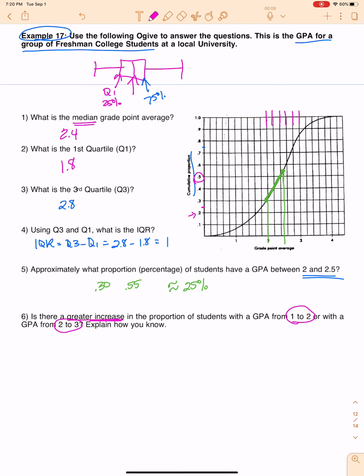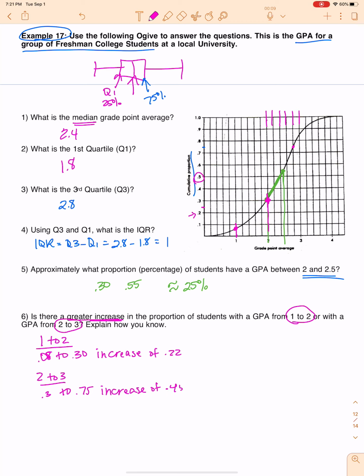Explain how you know. Okay, so from 1 to 2, we have an increase from about 0.08 to 0.3. So we have an increase of 0.22. And then from 2 to 3, so 2 is right here, so that's from 0.3 to 0.75 roughly. So that's an increase of 0.45.